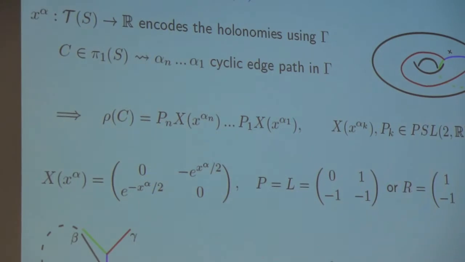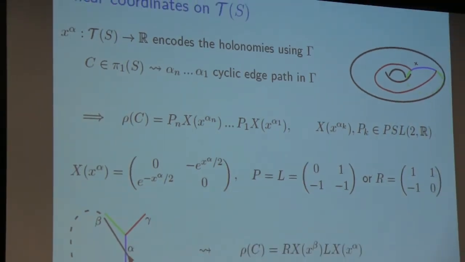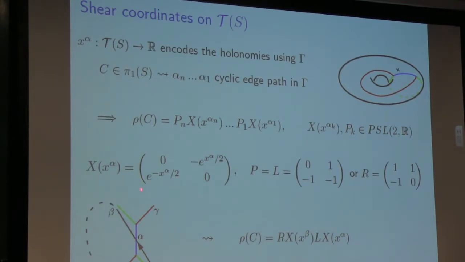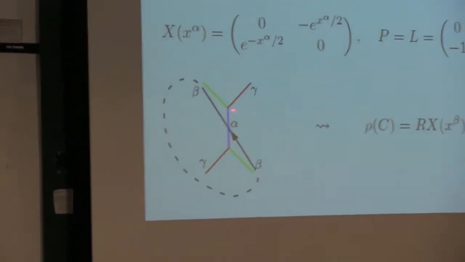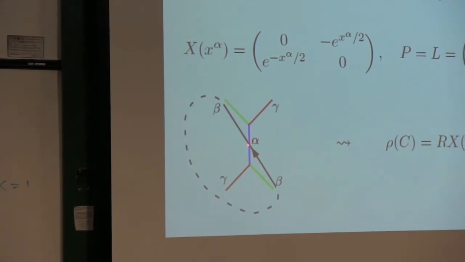So for example, here in the punctured torus, you see that this blue-green cycle here is exactly decomposed as a blue-green edge path inside the graph. And then we have a prescription for how to obtain the holonomy out of the coordinates on the dual graph. For each edge, we associate some matrix parameterized like this via the coordinates, and then multiply it by either a left turning or right turning matrix, depending on whether your path turns right or left going to the next edge. So for this blue-green cycle, we start at the blue line, then we turn left to the green line, and then we return turning right to the blue line.